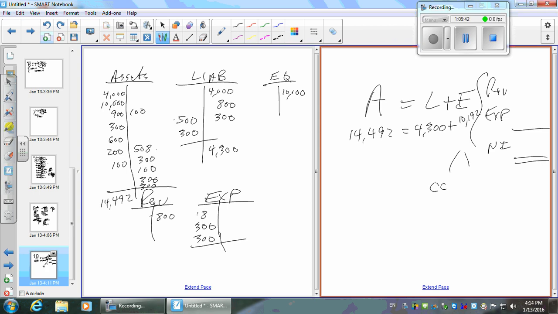Contributed capital, what is it? 10,000. Everybody agree? What's the other one going to be? Retained earnings. And the retained earnings is just going to be the net income because there were no dividends, right? Which is exactly what net income is, it's their first year. It's got to be 192, doesn't it? Wow, look at this. Isn't it nice to know what you're doing?